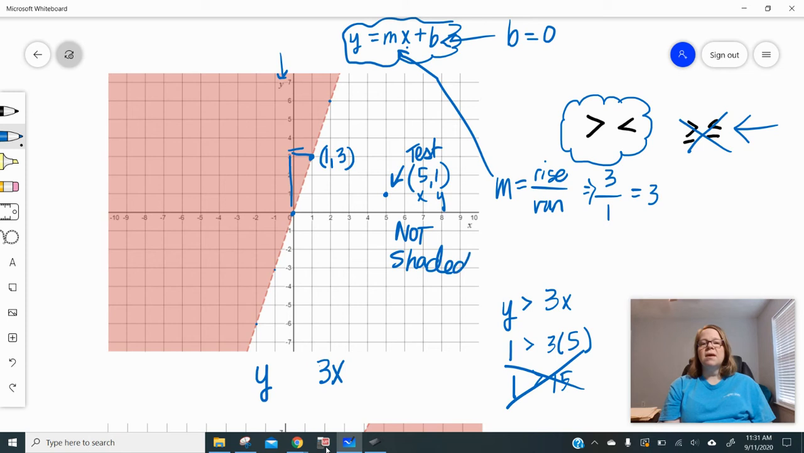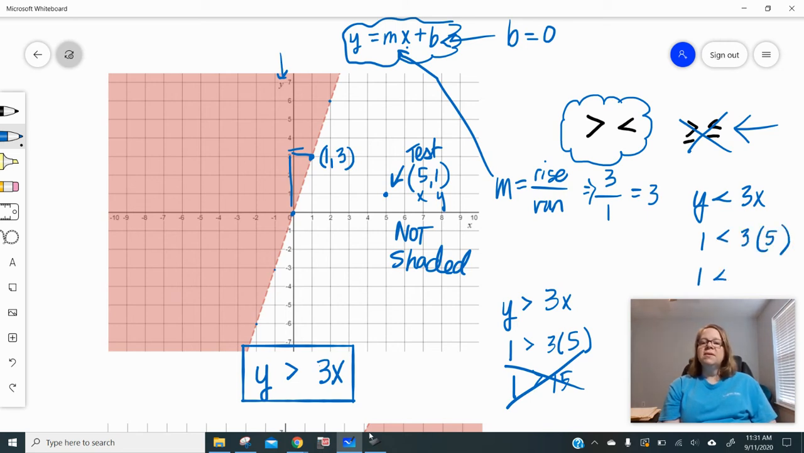Right here, and it's not shaded. So that means this is the correct answer. Greater than is the answer there. Okay, so let's say that we had tried y is less than 3x and we plugged in 5, 1. So 1 is less than 3 times 5. 1 is less than 15. Well, 1 is less than 15. That's true, meaning that this should be shaded if that's the inequality. It's not shaded. So this can't be the right one.